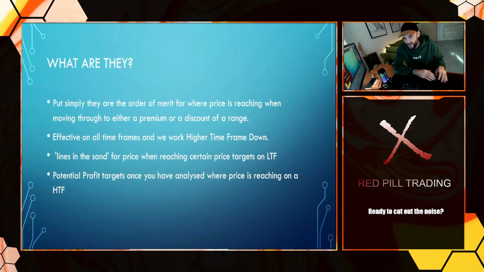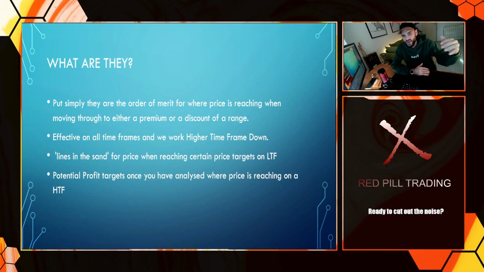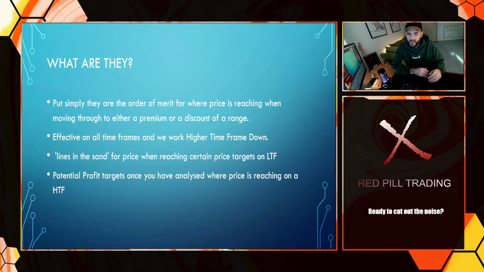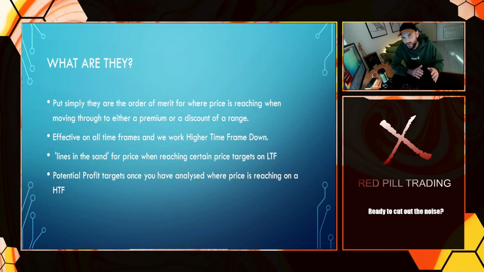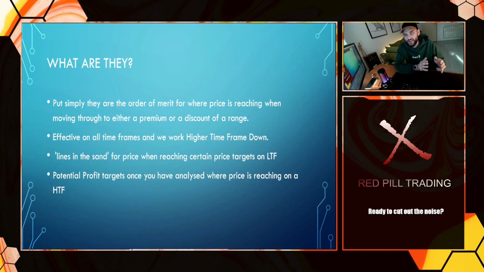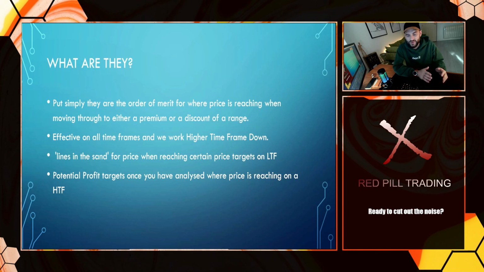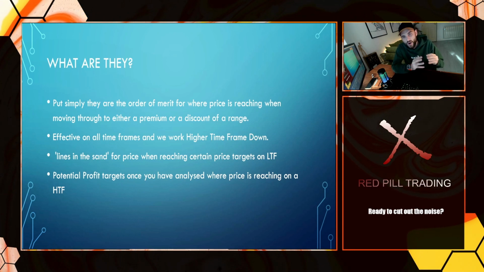Okay, what are they? Put incredibly simply, they are an order of merit on where price is reaching to when moving through to either a premium or a discount of a range. Now, I just want to stop here and clarify this point. It's really, really important that we understand how to frame directional bias before we start looking into how to use PD array matrix analysis to decide where price is moving to. You can't have one or the other. You have to have both, right? You have to have a sound understanding of both. And why do I say that?